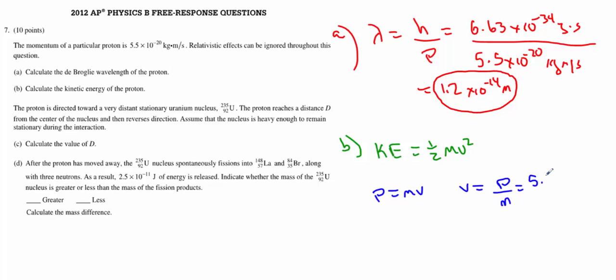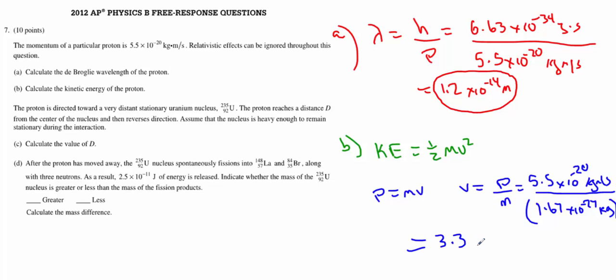So I'm going to be looking at the 5.5 by 10 to the negative 20 kilogram meters per second, and then we're going to divide that by the mass of a proton. The mass of the proton is 1.67 by 10 to the negative 27. When you do the math, make sure you toss this bottom number in parentheses. Otherwise, you're going to have some calculator issues. And we're going to get a velocity of 3.3 by 10 to the 7 meters per second.